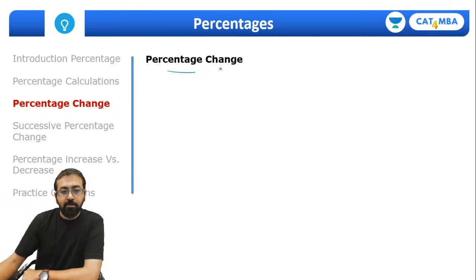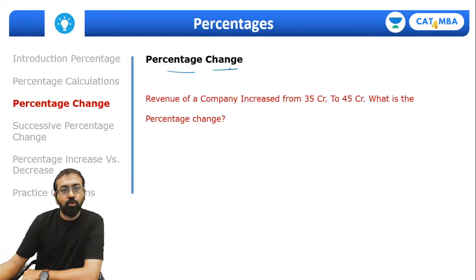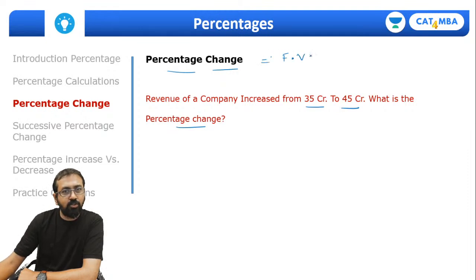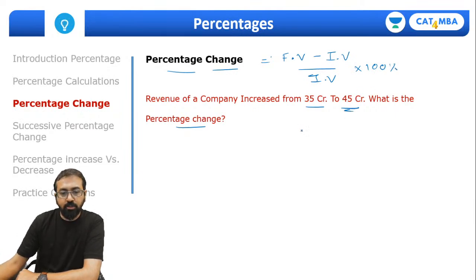So now we are talking about percentage change. Where can we apply it? In a situation like this: revenue of a company increased from 35 to 45 crore. What is the percentage change? So guys, the normal formula for percentage change is this one. You must have seen it in school or maybe in college. Final value minus initial value upon initial value into 100%. What is the final value over here? 45 minus initial value 35 upon initial value 35 into 100.